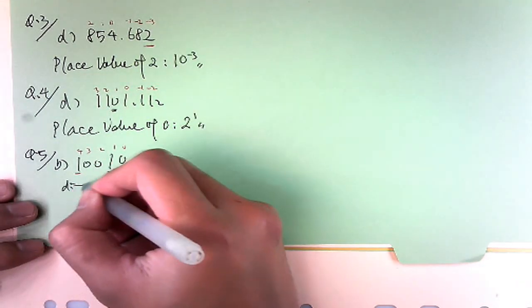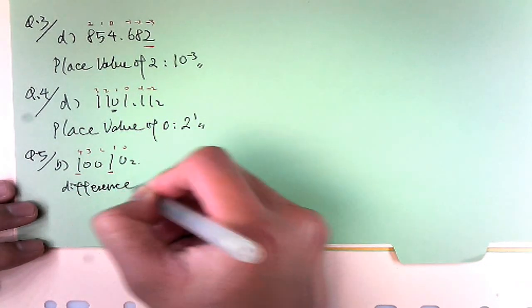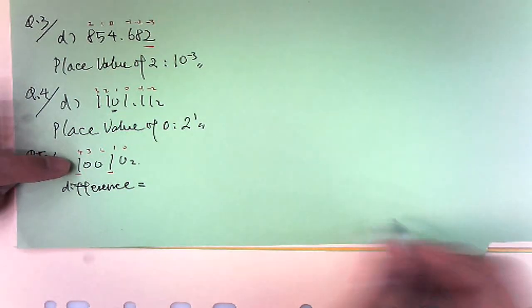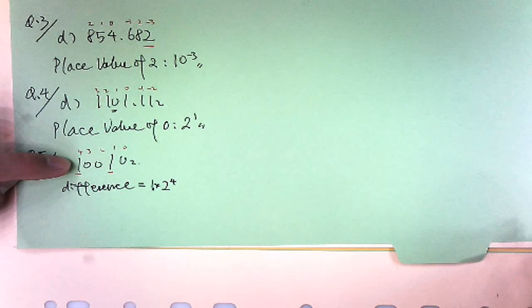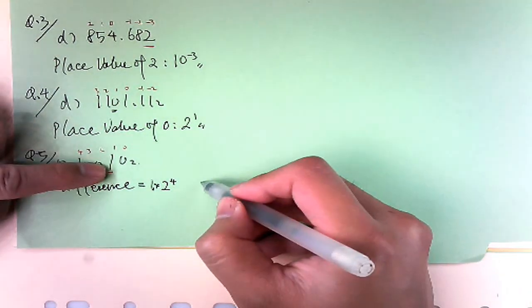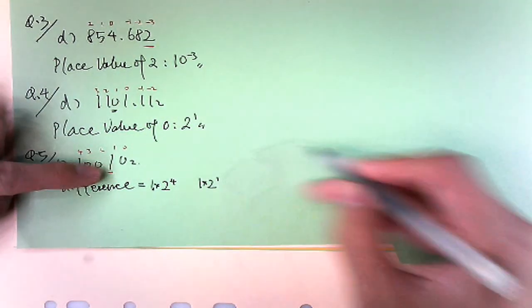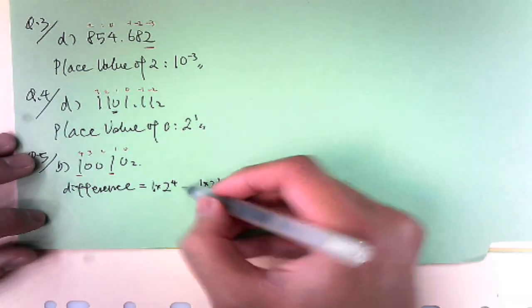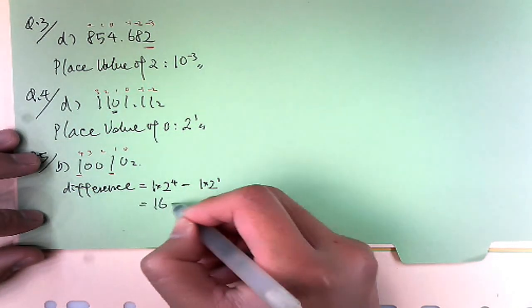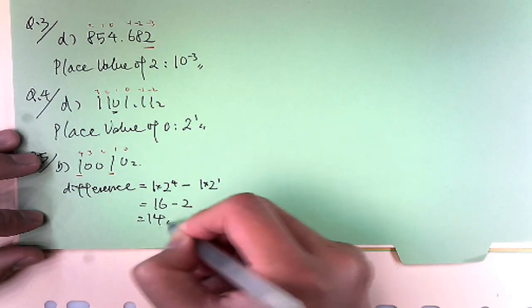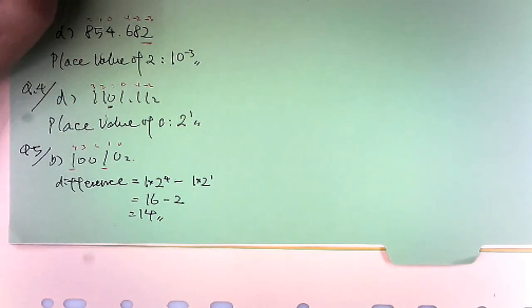So the difference, what does it mean? You can just write difference equal to. For this one, the actual value is 1 times 2 to the power 4. For this one, it is actually 1 times 2 to the power 1. You have to do the difference. You are doing minus. This is actually 16 minus 2. This is 14. Understand? Is it okay?